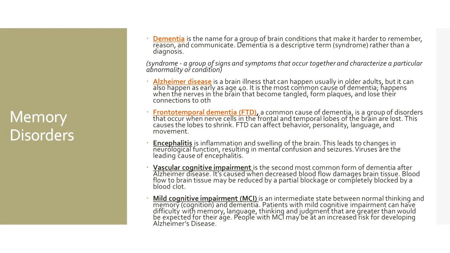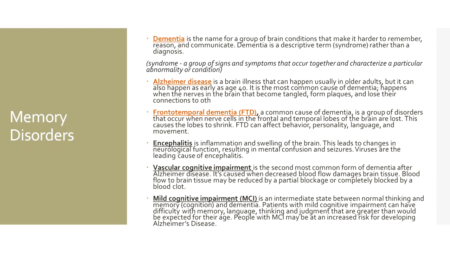Okay, we also have frontotemporal dementia. It's a common cause of dementia. It's a group of disorders that occurs when nerve cells in the frontal and temporal lobes of the brain are lost. This causes the lobes to shrink, no? Frontotemporal dementia can affect behavior, personality, language, and movement. Next we have encephalitis. It's the inflammation and swelling of the brain. This leads to changes in the neurological function that results in mental confusion and seizures. No? The viruses are the leading cause of encephalitis.